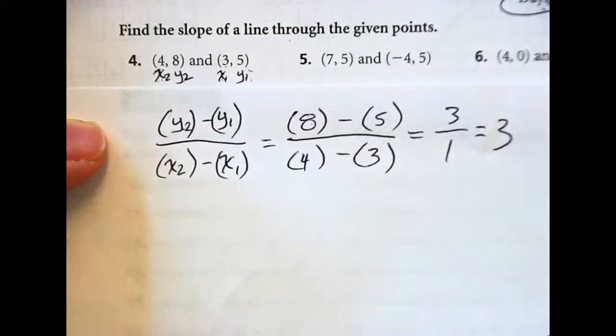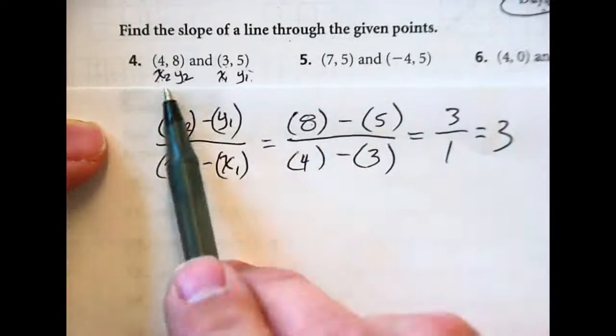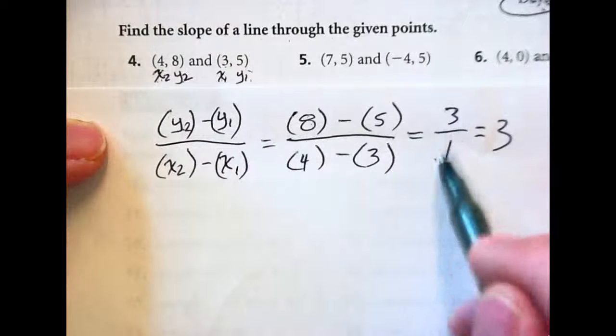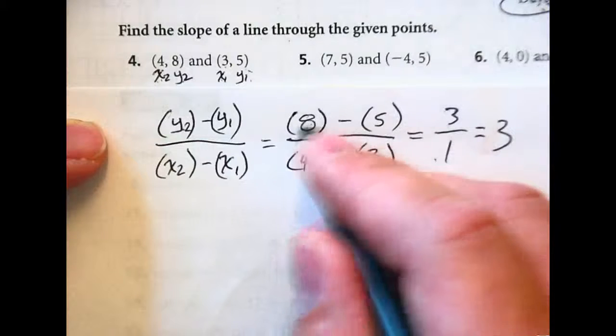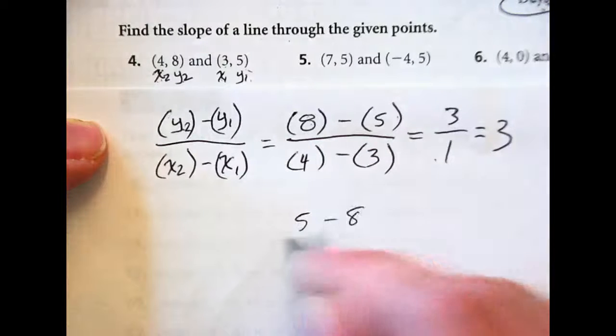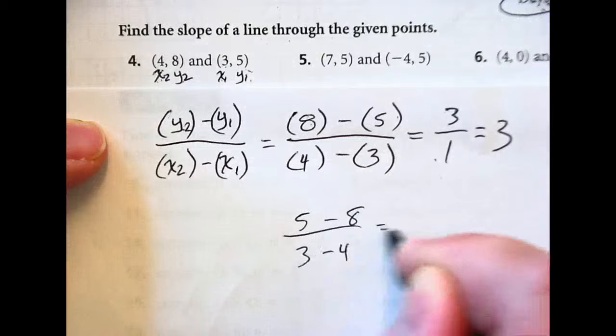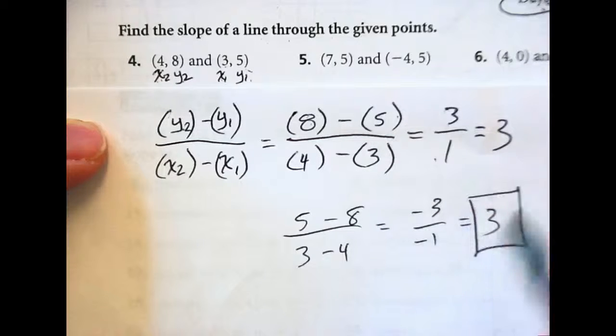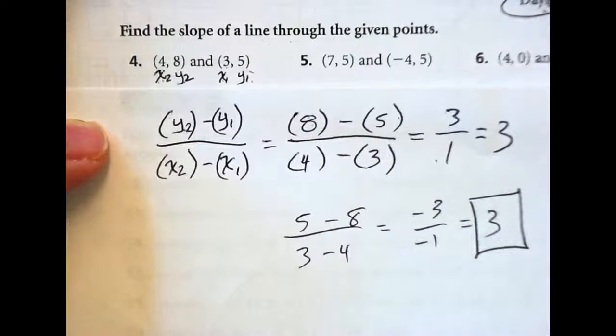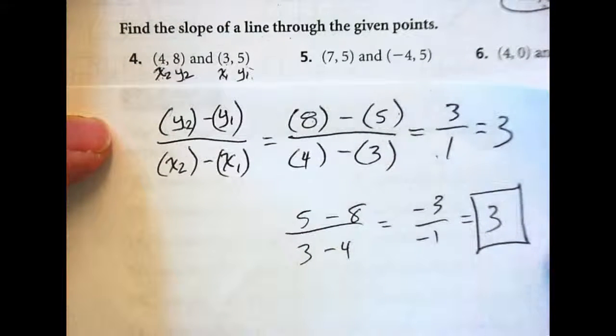How many got 3? Those of you who did the other way, did you get negative 3 over negative 1? Yeah. And negative 3 divided by negative 1 is 3. Positive 3. You would have had just these flipped around. You would have had 5 minus 8 and 3 minus 4, which would have gave you that if you went the other way. And that's okay. Still positive 3. Okay. Any questions there? Okay, let's move on.